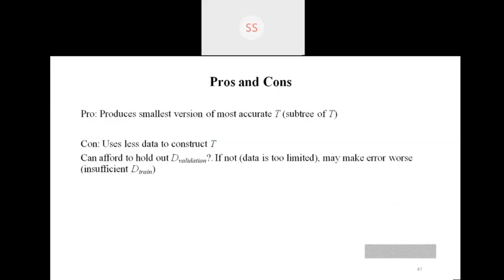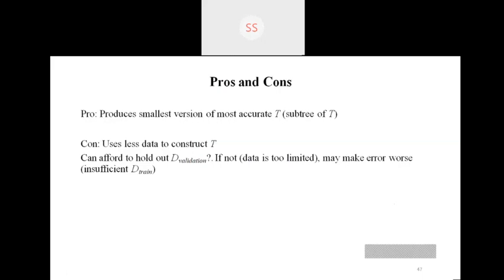But there are disadvantages with respect to reduced error pruning. First, it uses less data to construct the tree, compared to the actual training data. It can be used only if you can afford to hold out validation data. If the data is too limited, it may make the error worse. Since you are making use of less data to construct the decision tree, you may not get a better decision tree. So these are the pros and cons.